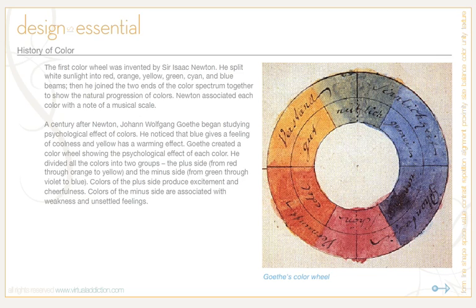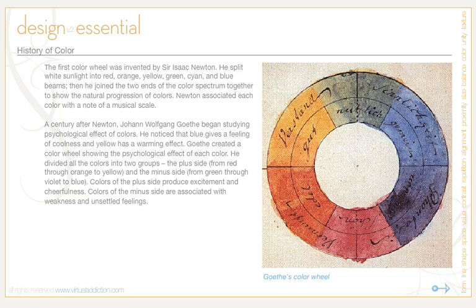The first color wheel was invented by Sir Isaac Newton. He split white sunlight into red, orange, yellow, green, cyan, and blue beams, and then he joined the two ends of the color spectrum together to show the natural progression of colors. Newton associated each color with a note on a musical scale.